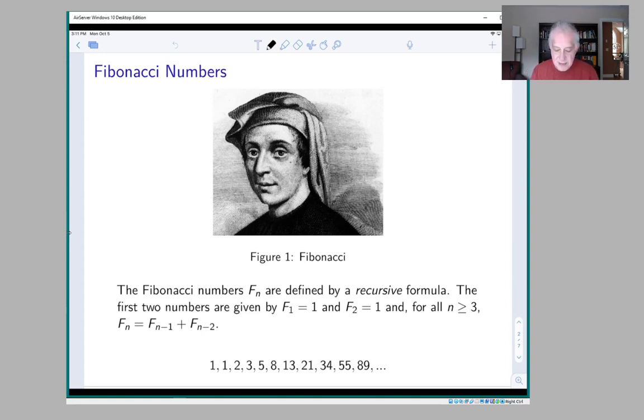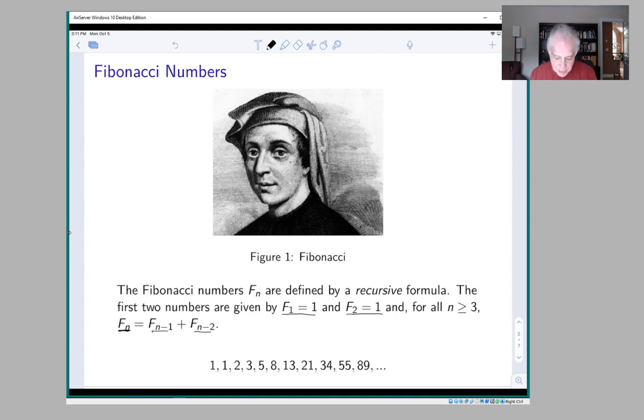It's given by what's called a recursive formula. So you define the first two Fibonacci numbers, f1 and f2, to both be 1. And then from then on, the next Fibonacci number, f sub n, is the sum of the two preceding ones, f sub n minus 1 and f sub n minus 2.